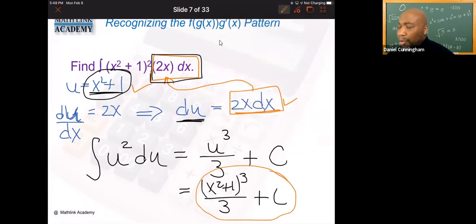Okay, and we'll go over a few problems to understand. The key is you have to let something equal to u, and you have to kind of see the derivative in the function or in the problem that you're doing, in the integral. So if you can see some relationship, that will help you out, okay?